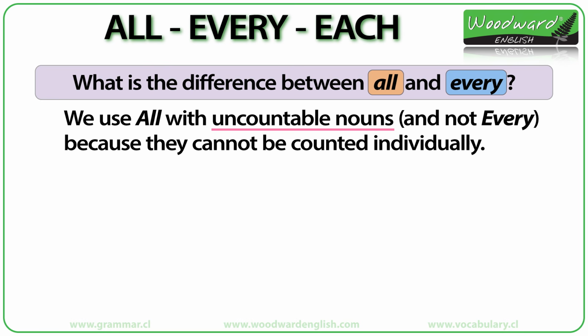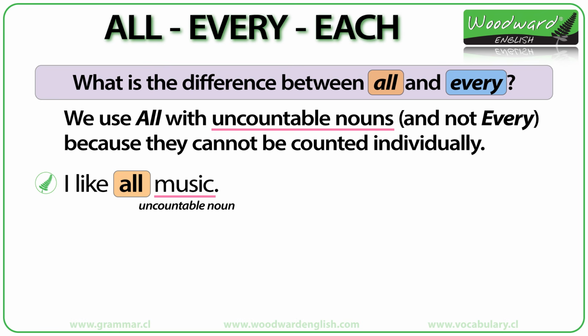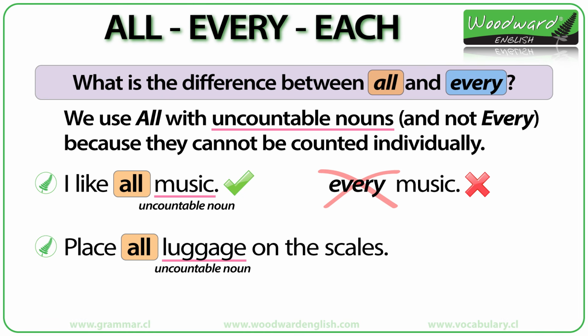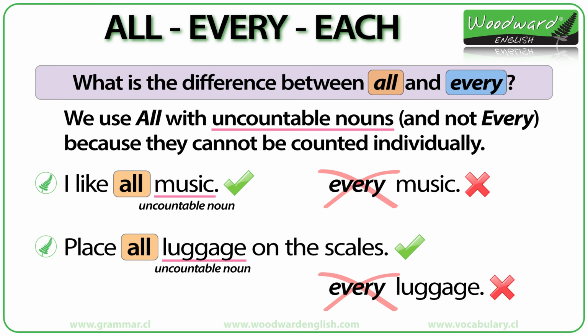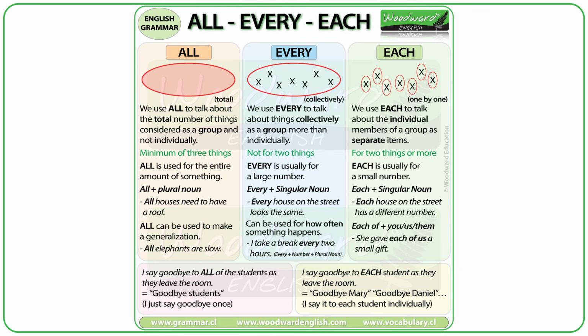We use all with uncountable nouns and not every, because they cannot be counted individually. I like all music. Not every music. You cannot count music. Place all luggage on the scales. Not every luggage. You cannot count luggage in English. We will look at more meanings and uses of all, every, and each in separate lessons.